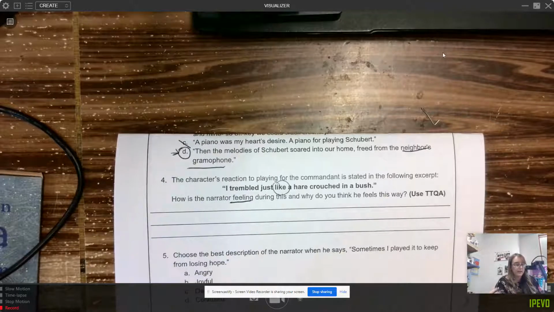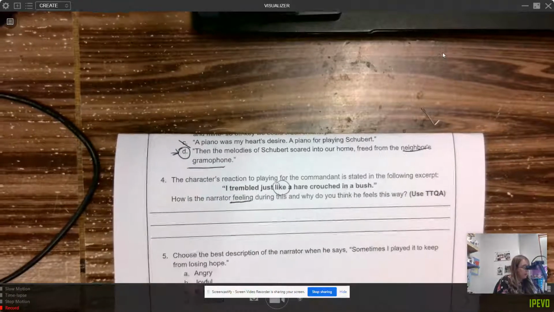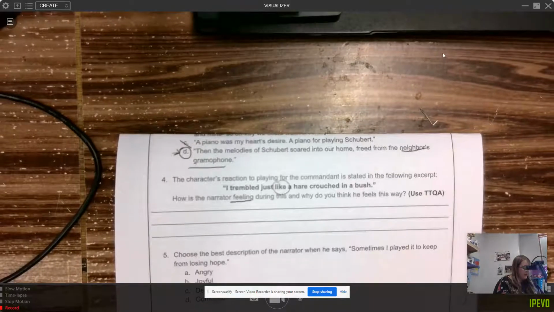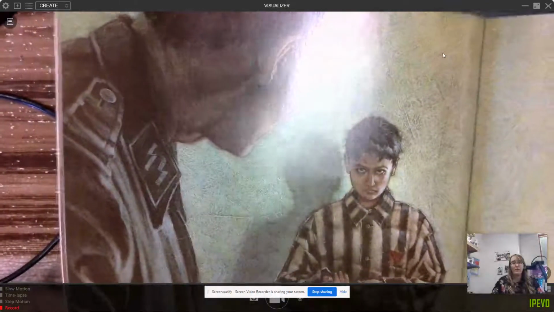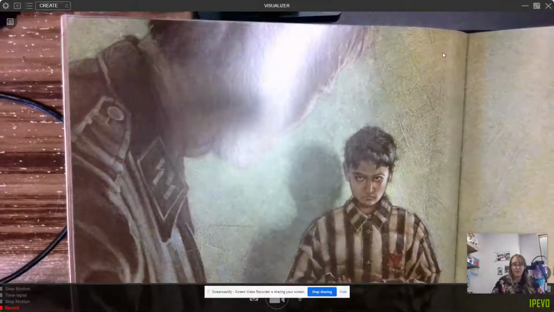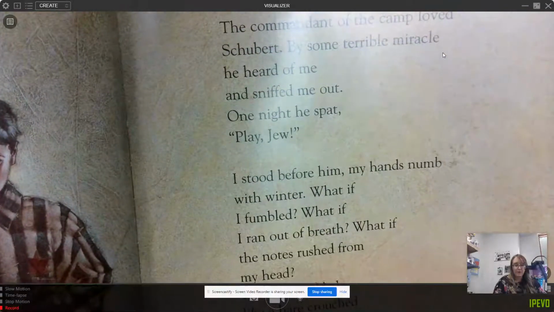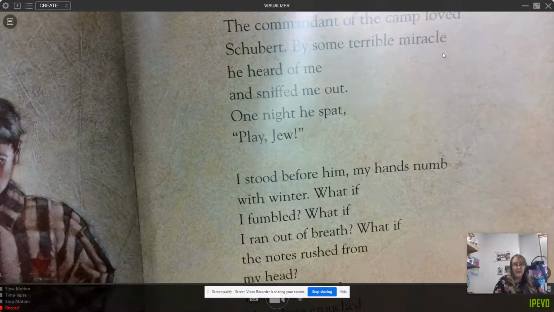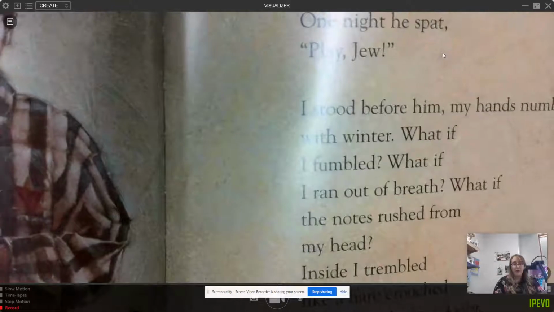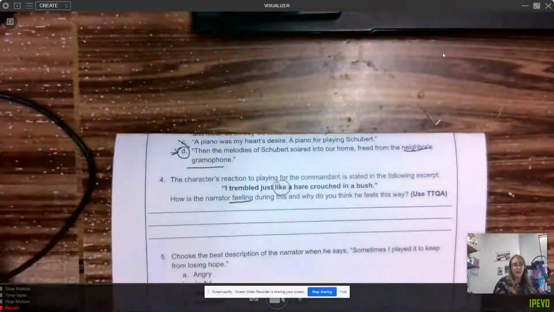So one thing that I really like to say is that you can use not only the text, but also the pictures, right? So if I found that picture and I'm looking at it, you can really understand from his facial expressions what's going on, right? So it said, I stood before him, my hands numb with winter. What if I fumbled? What if I ran out of breath? What if the notes rushed from my head? Inside, I trembled like a hare crouched in a bush. I had no doubt if I faltered, I would be dead. Right? So how is he feeling?